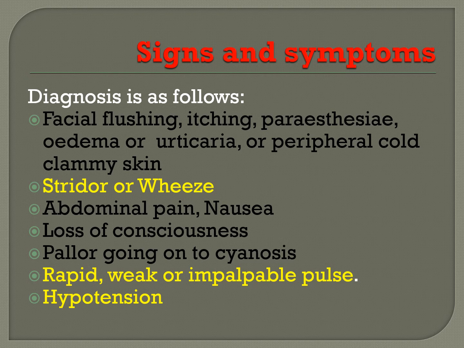And the patient has abdominal pain, nausea, and there will be loss of consciousness, pallor going to cyanosis, rapid weak or impalpable pulse, and also hypotension. So mostly the patient has difficulty in breathing, wheezing, then cardiovascular low blood pressure, rapid pulse, cardiac arrest, and the patient has abdominal pain and vomiting.